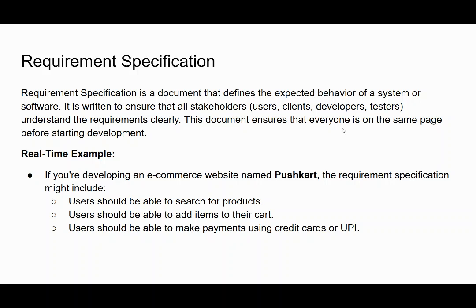For example, I explained an example called the push cart shopping app, which is one of the e-commerce websites. The requirement specification includes the requirements of this push cart app: the user should be able to search for products, the user should be able to add items to their cart, and the user should be able to make payments using a credit card or some different payment modes. These are the requirements to be included in the requirement specification document of this push cart software. Okay, fine. This is all about requirement specification. I hope it is very clear up to here.